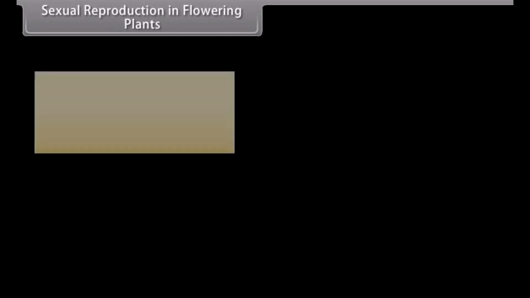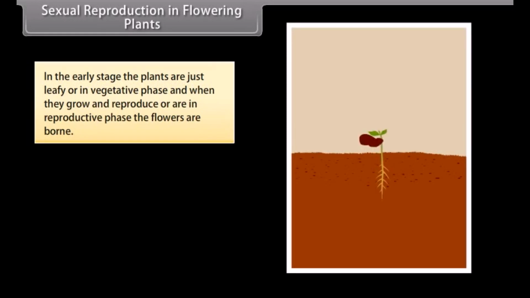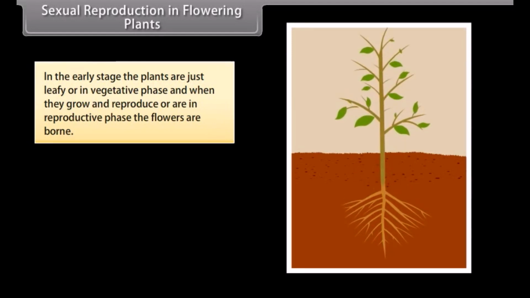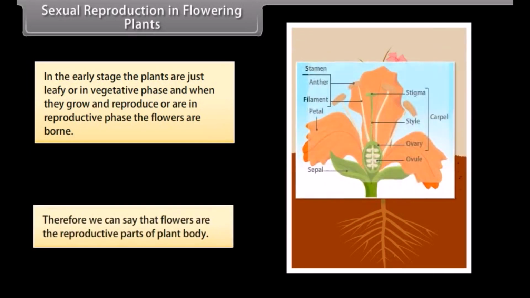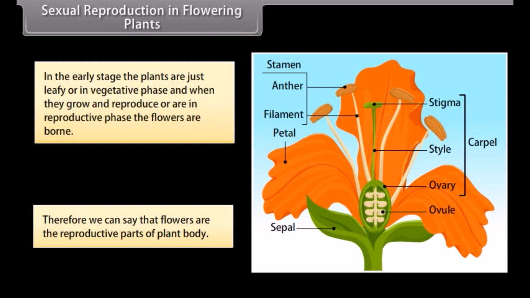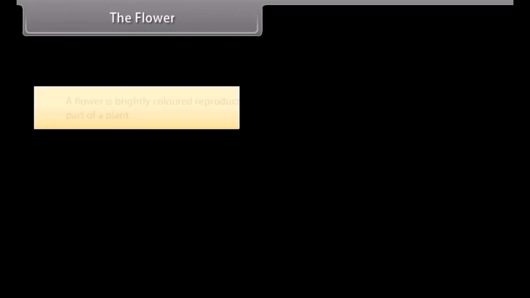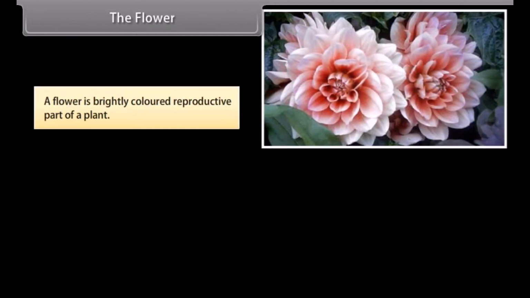Sexual reproduction in flowering plants. In the early stage, the plants are just leafy or in vegetative phase, and when they grow and reproduce or are in reproductive phase, the flowers are born. Therefore, we can say that flowers are the reproductive parts of plant body. The flower. A flower is a brightly colored reproductive part of a plant.